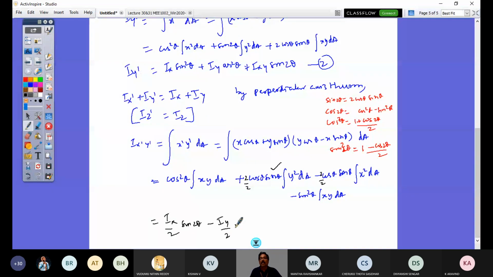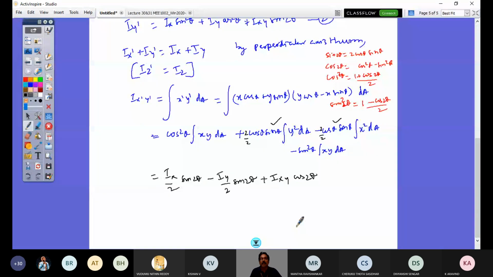Now here this cos squared theta minus sin squared theta, what is that? It is cos 2 theta. So I can rewrite this as Ixy cos 2 theta. Now let me combine this. Sin 2 theta is common, so I can take that out. So Ix minus Iy by 2 into sin 2 theta plus Ixy cos 2 theta is Ix dash y dash. That's my equation number 3 for product of inertia.